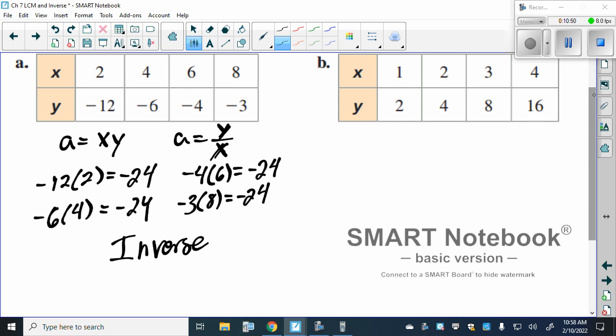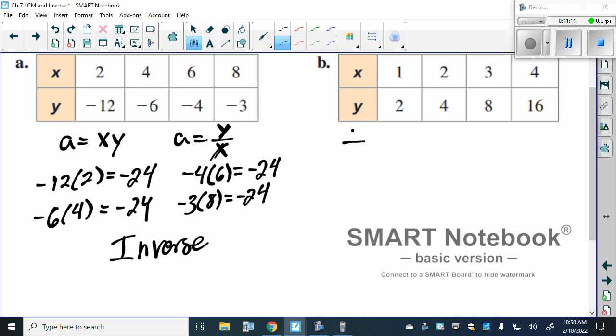Now let's look at B. Our x values are 1, 2, 3, and 4, and the corresponding y values are 2, 4, 8, and 16. Do we think this would be direct or inverse? Direct, because both of them are increasing, because direct variation, they're either both increasing or both decreasing.